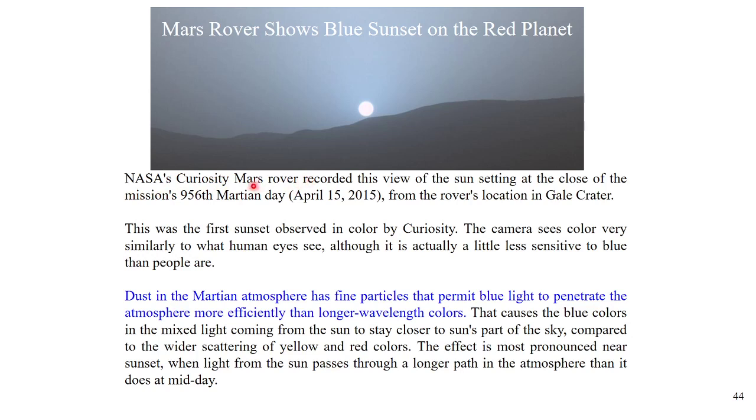NASA has a rover called Curiosity. The Mars rover recorded this view of the sun setting at the close of the mission, 956 Martian days, from the rover's location in Gale Crater. This was the first sunset observed in color by Curiosity. The camera sees color very similar to what human eyes see, although it is actually a little less sensitive to blue than people are. A little less sensitive, but it's quite similar.